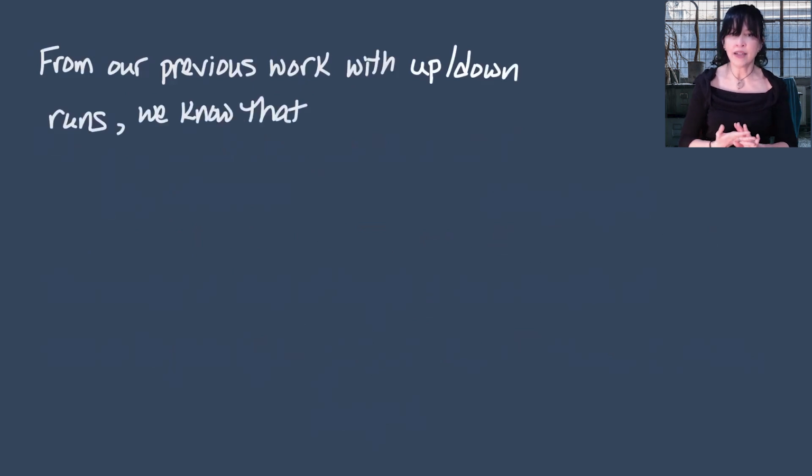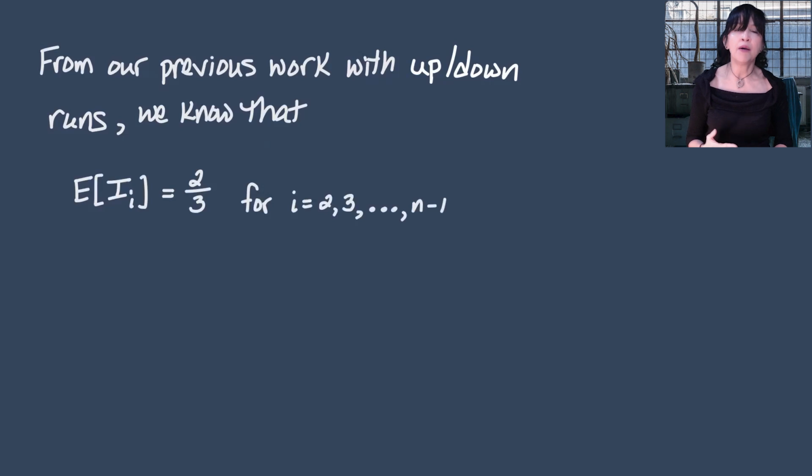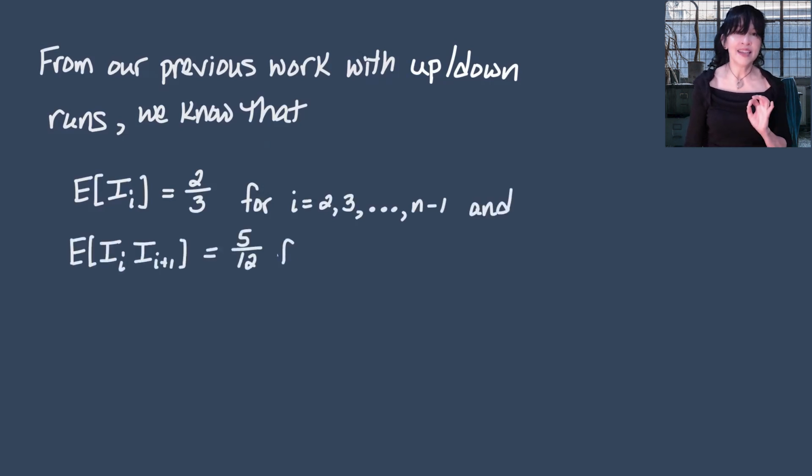Okay, so from our previous work with up and down runs, we do know that the expected value of I sub I is 2/3 for I equals 2, 3, up through n minus 1. And we also already computed that the expected value of I sub I times I sub I plus 1 is 5/12 for I equals 2, 3, up through n minus 1. And this is everything we need to compute our expectation here.